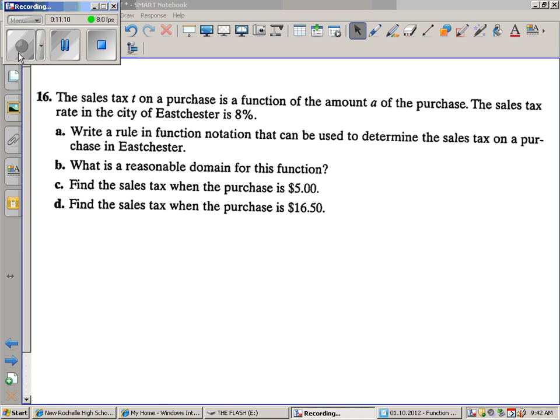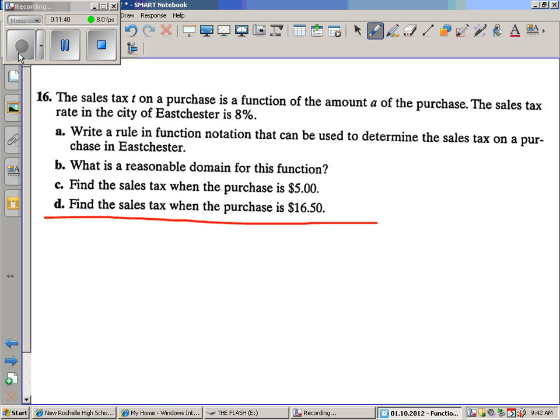The next problem is probably going to be the worst for all of you because it involves taking a real-world situation, translating it into a math problem, and solving. That's better? The sales tax on a purchase is a function of the amount A of the purchase. The sales tax rate in New York, in the city of Eastchester, is 8%. So how would you write a function? Write a rule that describes a function.